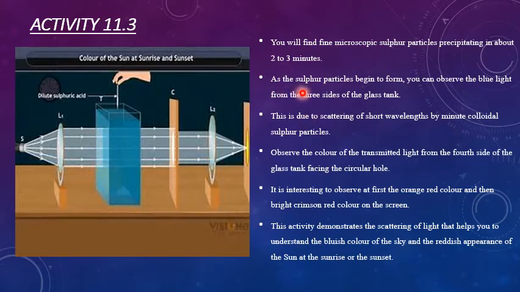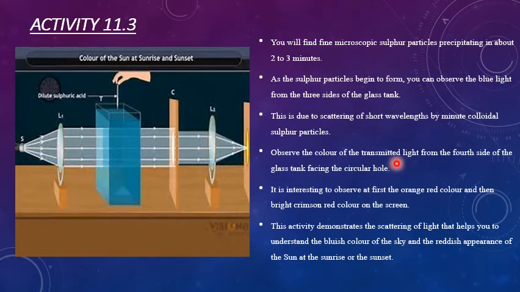Then as the sulfur particles begin to form, you can observe blue light from the three sides of the glass tank. So you will see blue light here. This is due to scattering of short wavelength light by minute colloidal sulfur particles. So this light is getting scattered inside by those sulfur particles.